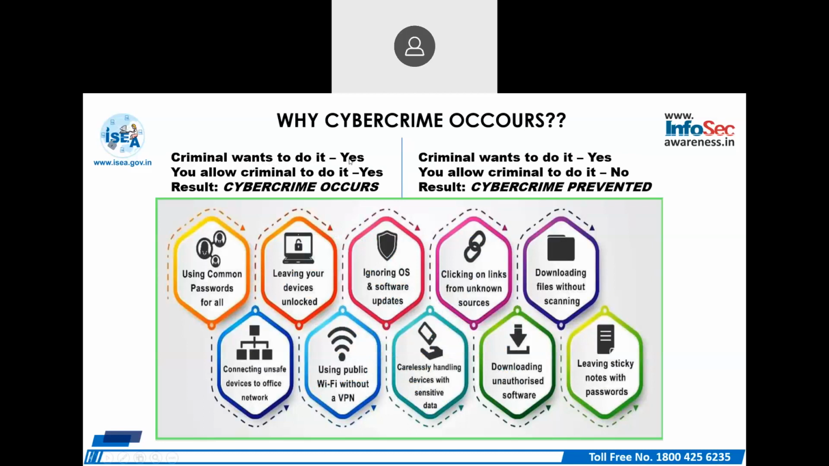The criminal wants to do it. Yes, if you allow the criminal to do cybercrime, the cybercrime will definitely occur. The criminal wants to do cybercrime. Yes, if you don't allow the criminal, the cybercrime will be prevented. It definitely depends on you, whether you allow the criminal to do cybercrime with you or not. Let me tell you how. Using common passwords for all websites is the biggest threat which most people face, because they don't want to remember a lot of passwords.